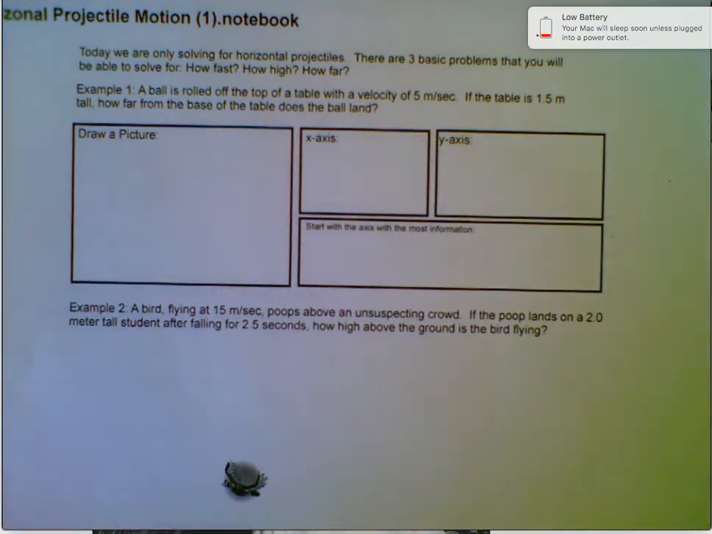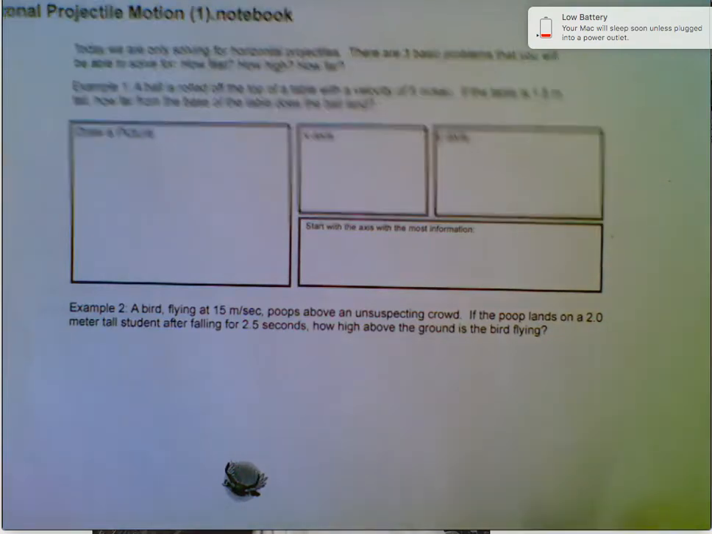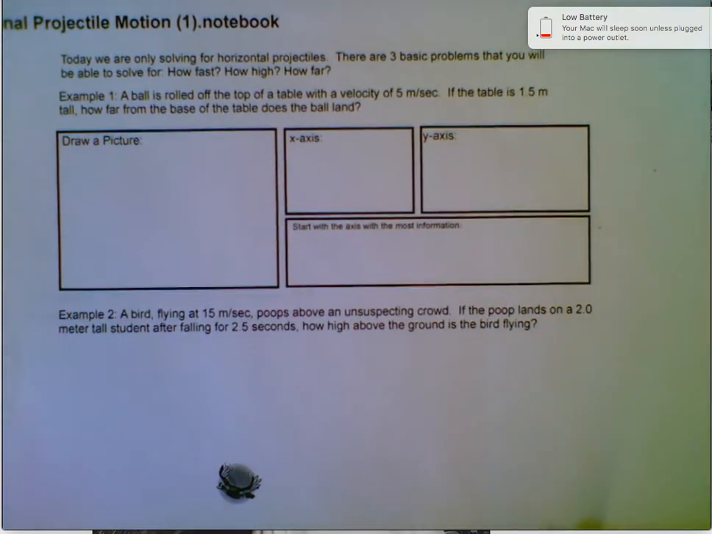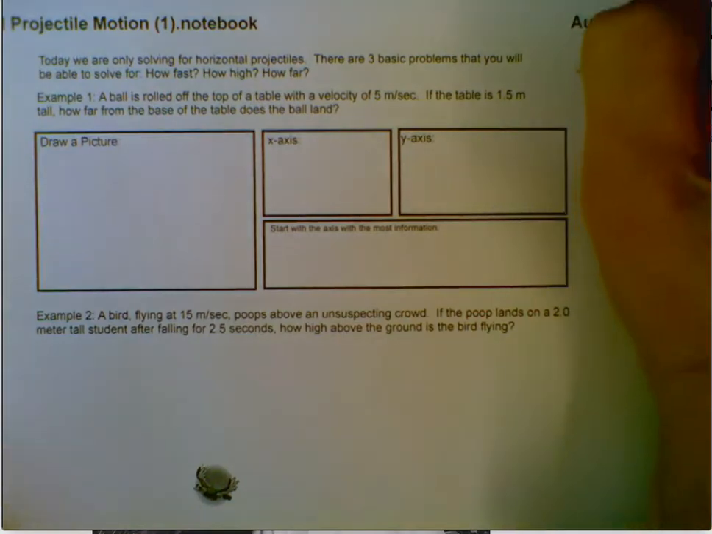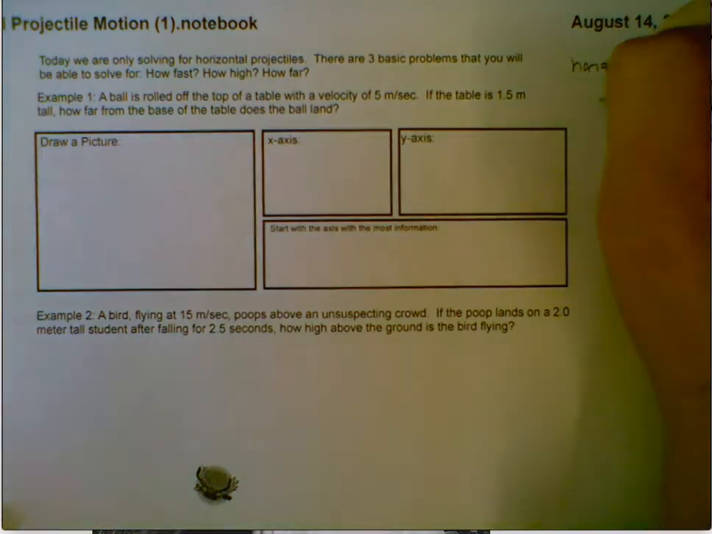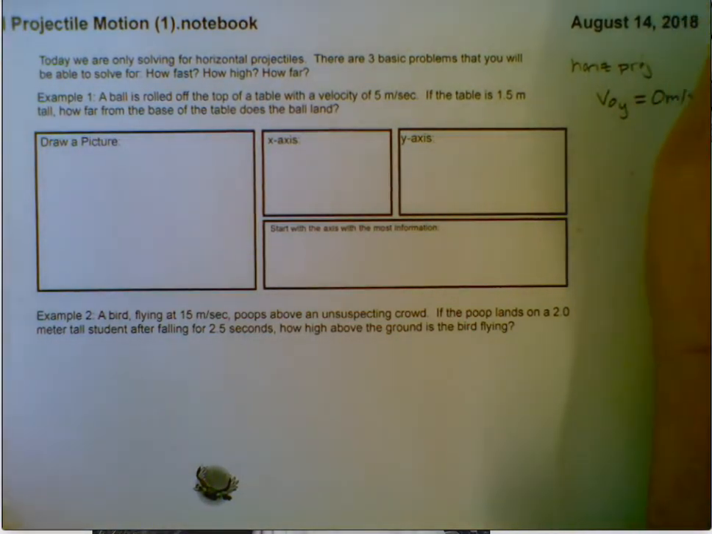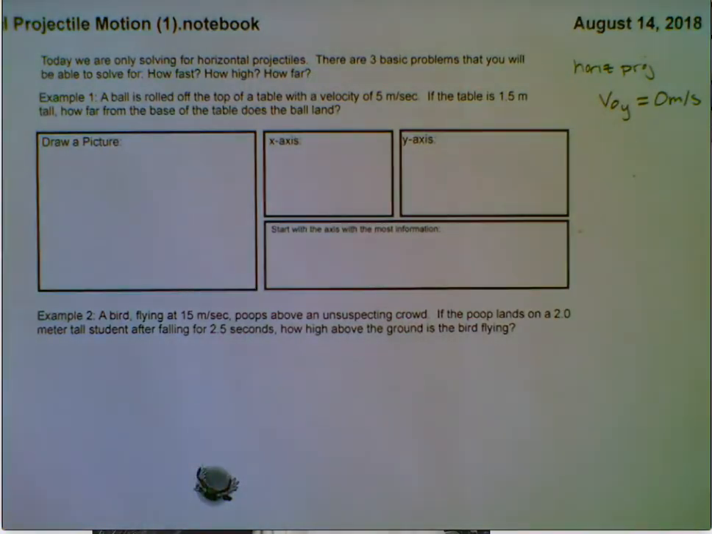Okay, here we go. So today we're solving for horizontal projectiles. What that means is that when we start, we are only going to have motion in the x direction. And the key thing about that is that if it's a horizontal projectile, and we only have motion in the x direction to begin with, then that means that the initial velocity in the y direction is going to be 0. Okay, only for horizontal projectiles, but that's what we're going to be working on today.